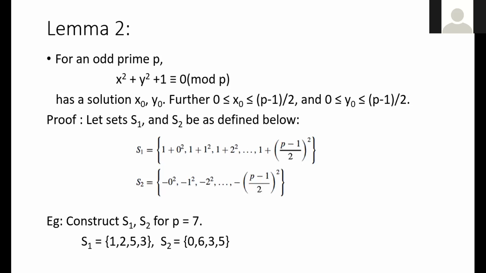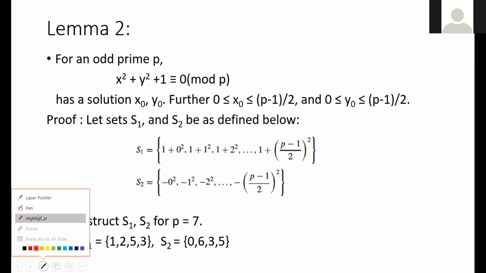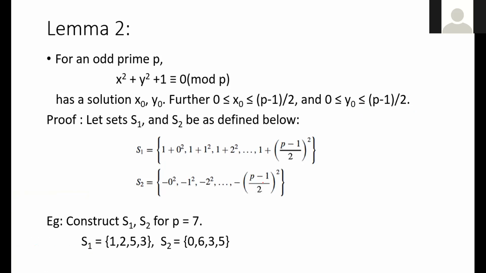So the next thing that we look at is this lemma that says for any odd prime p, x square plus y square plus 1 is congruent to 0 mod p. This equation has a solution, and further we can find a bound on the solution. So our approach is, we construct two sets S1 and S2 such that S1 is 1 plus 0 square, 1 plus 1 square, 1 plus 2 square, up till 1 plus (p minus 1 by 2) square, and S2 is minus 0 square, minus 1 square, minus 2 square, up till minus of (p minus 1 by 2) square.